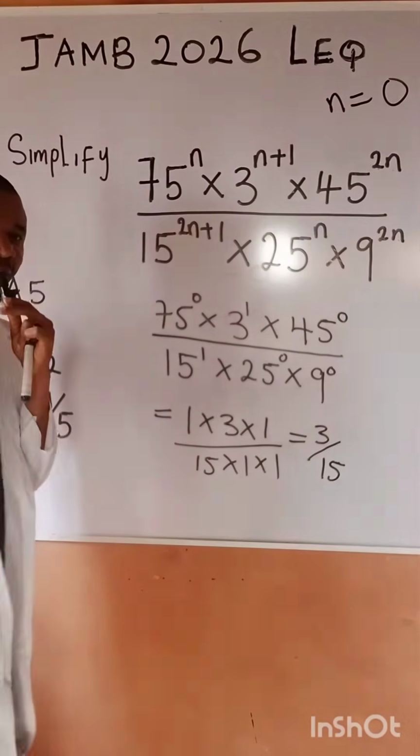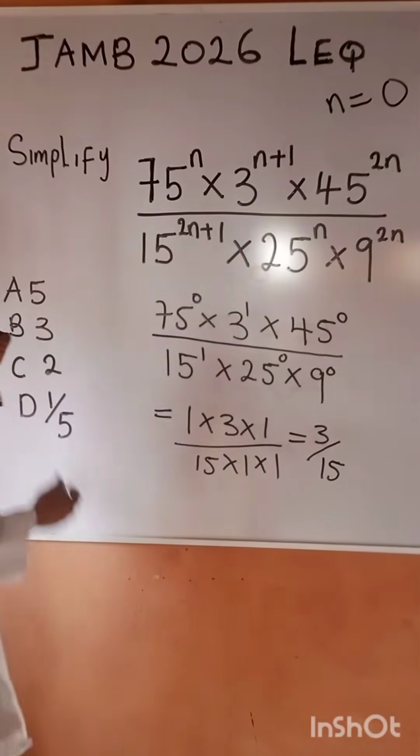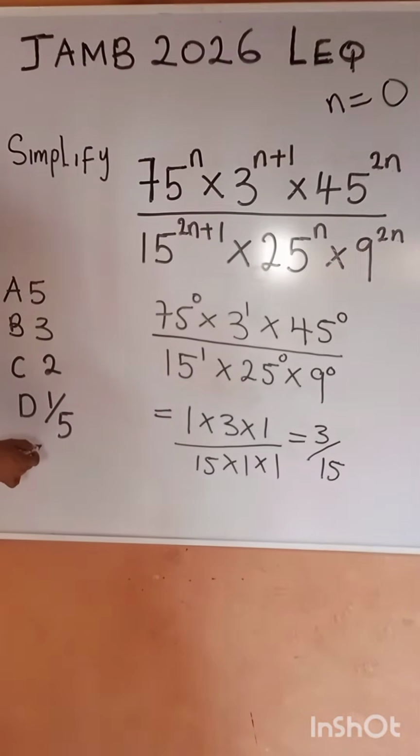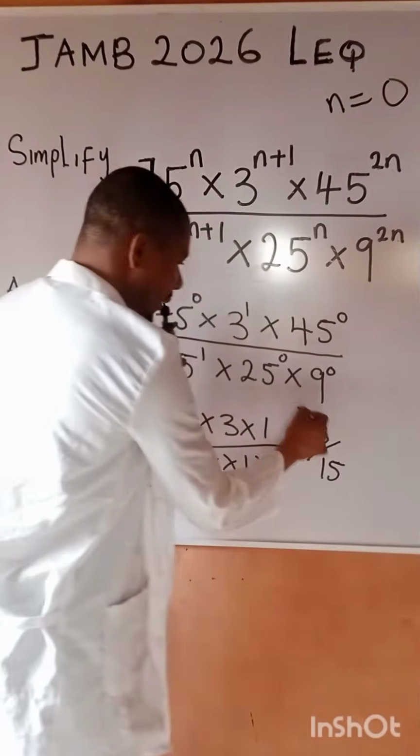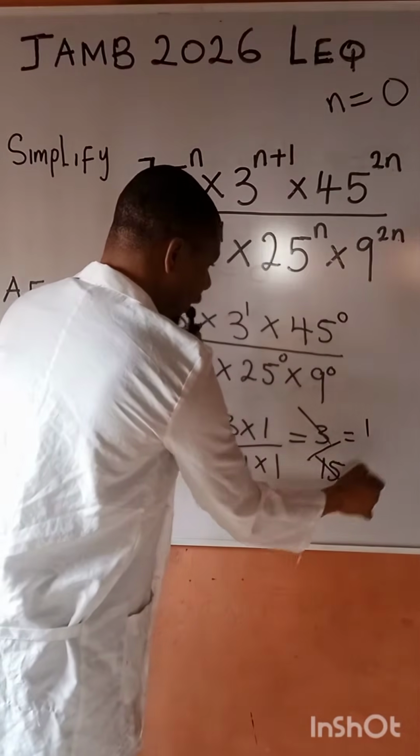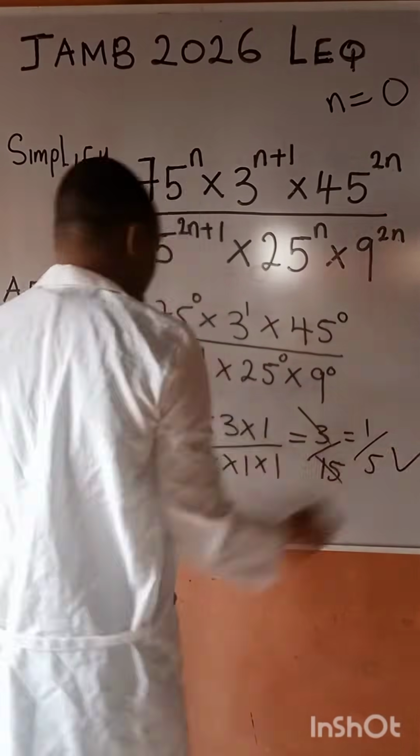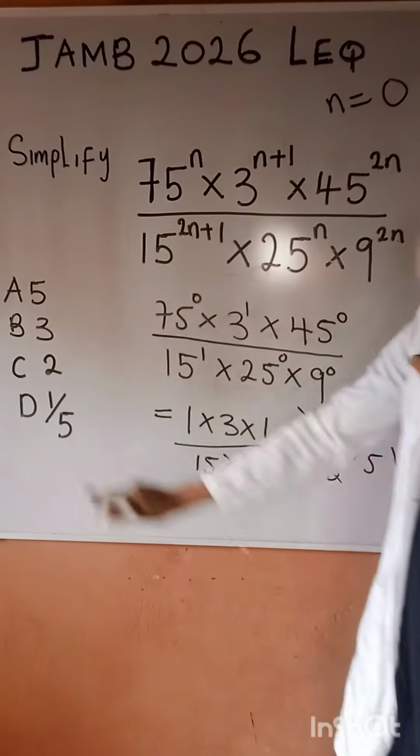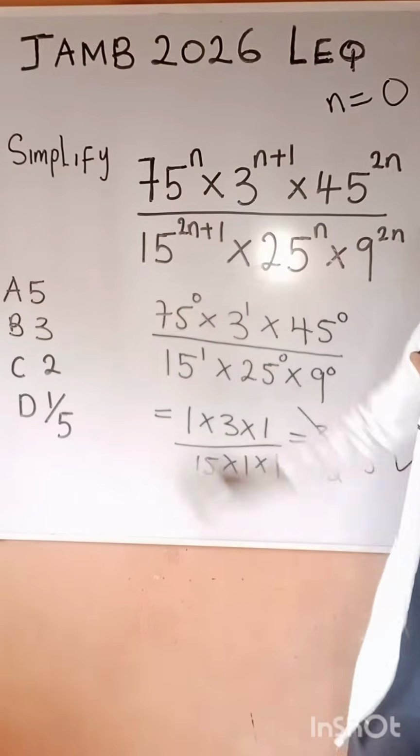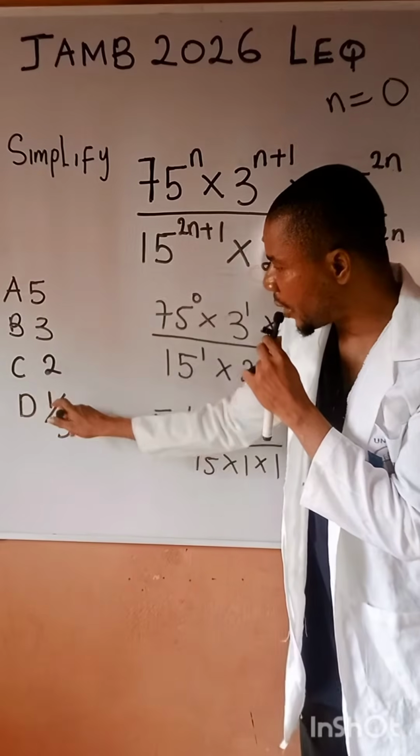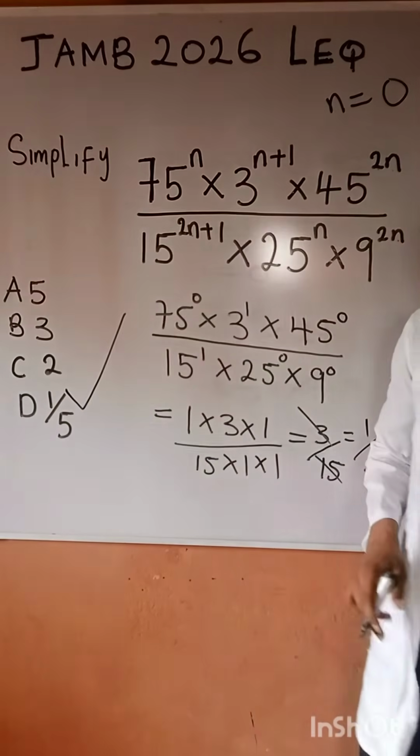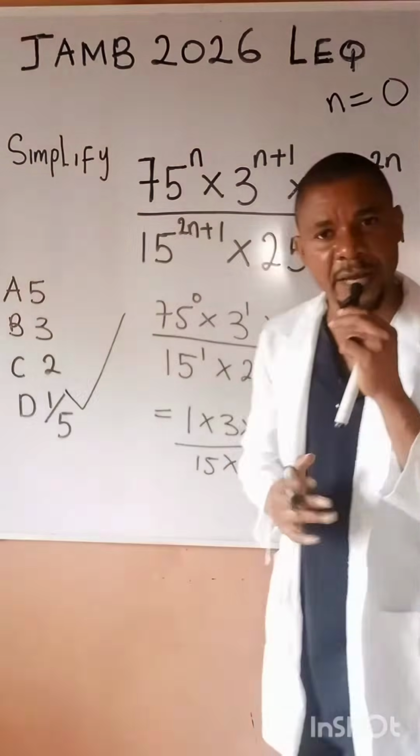And 3 all over 15 is the same thing as 1 over 5. Are you seeing it? So 3 go here, 1; 3 go here, 5. So the correct answer here is 1 all over 5, okay? The answer is 1 over 5, so the correct option is D. So this is how you can solve this question in JAMB.